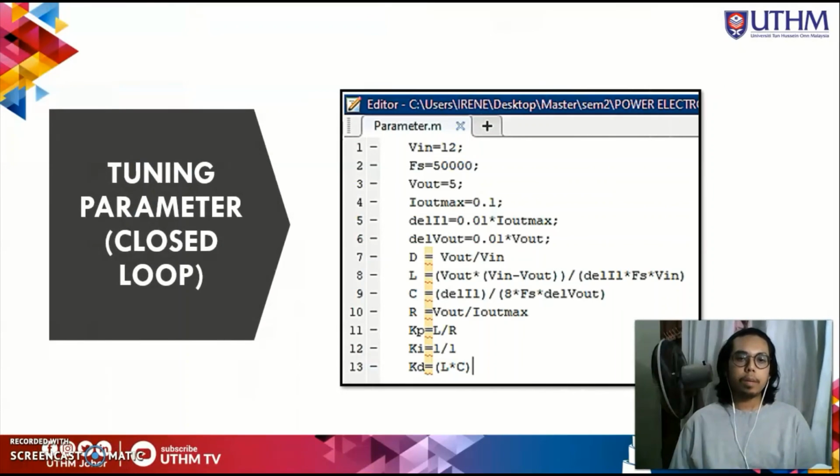This is the tuning parameter that we use for our PID controller. This is what we have set earlier.